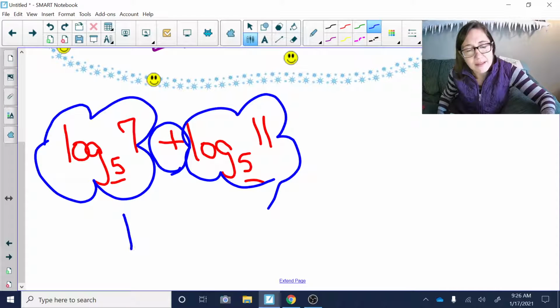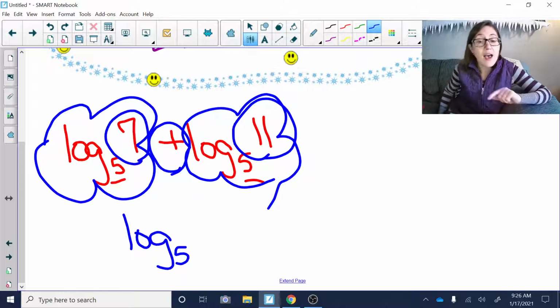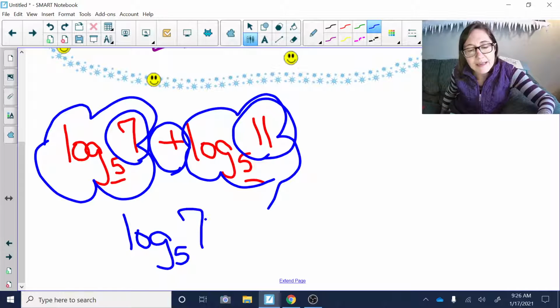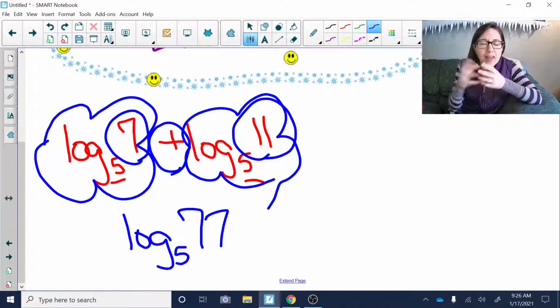So we can write this as a single logarithm, log base 5, and we can write the product of 7 and 11, which would be 77. So there we've condensed it down into a single logarithm. That'll be important when we get to solving equations with these. So right now we're working with simplifying things, and then we'll solve equations in the future. So there's the product property.